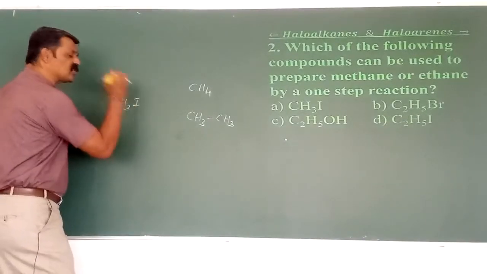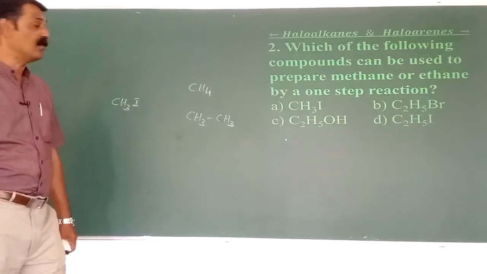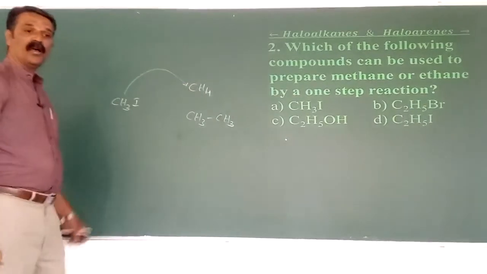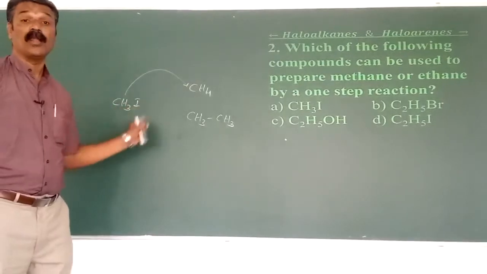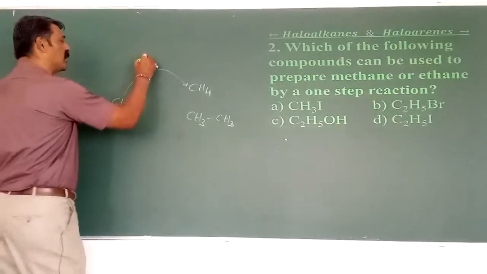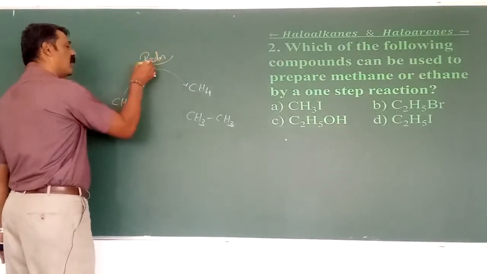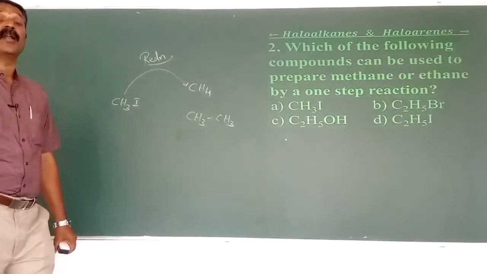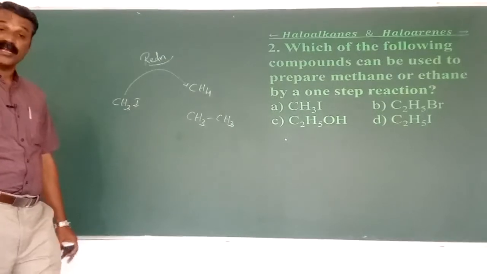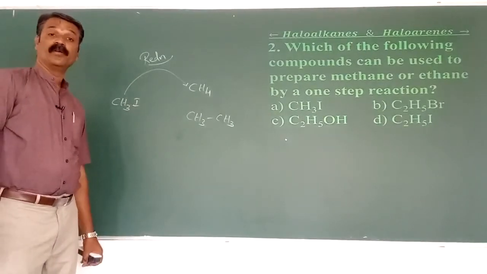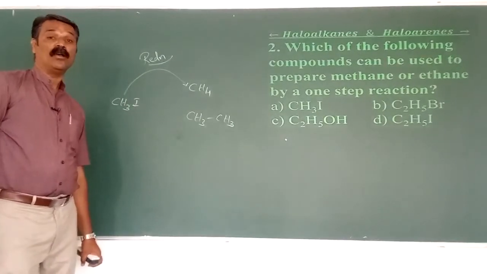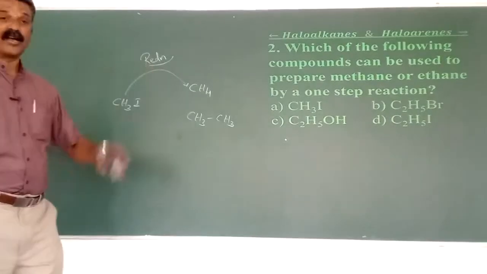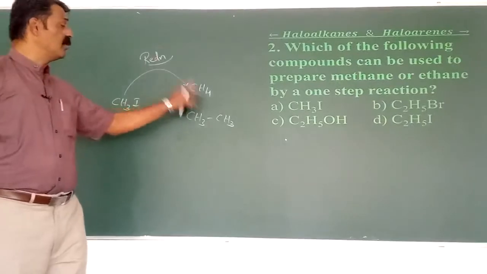If I use CH3I, for example methyl iodide, is it possible to have this? This is a haloalkane, this is an alkane. How are haloalkanes converted to this? Just by the process called reduction, using lithium aluminum hydride, or zinc in HCl, or zinc amalgam in alcohol, or sodium in alcohol. All these are examples of reducing agents. So we can have the conversion from methyl iodide to methane.